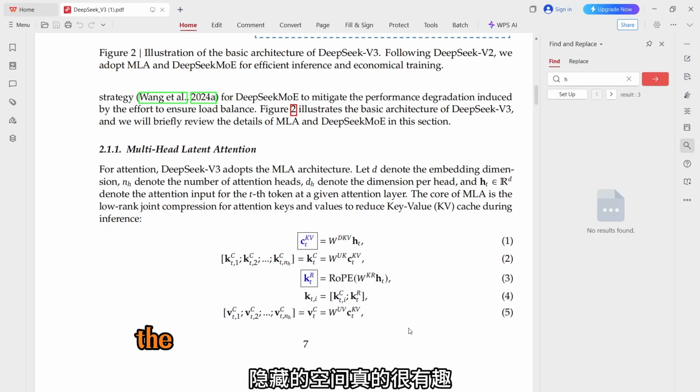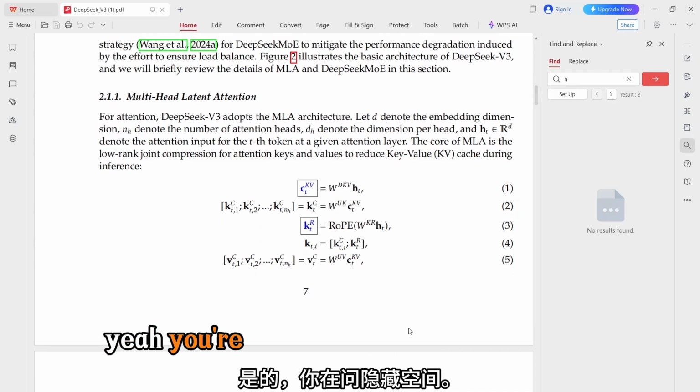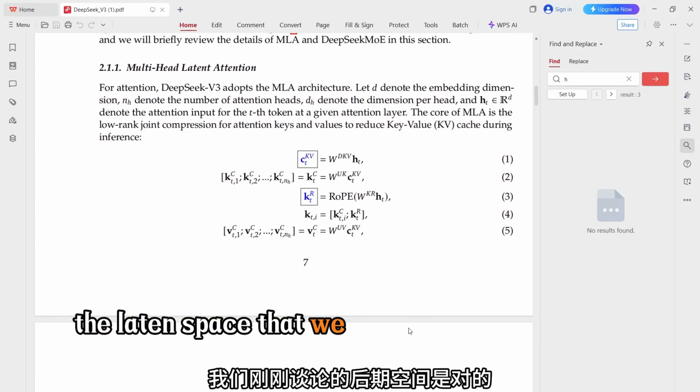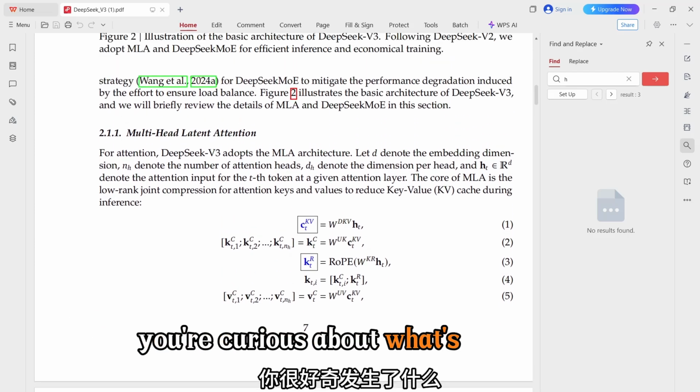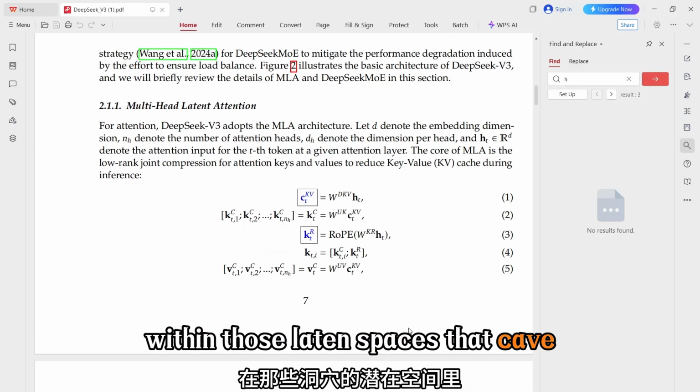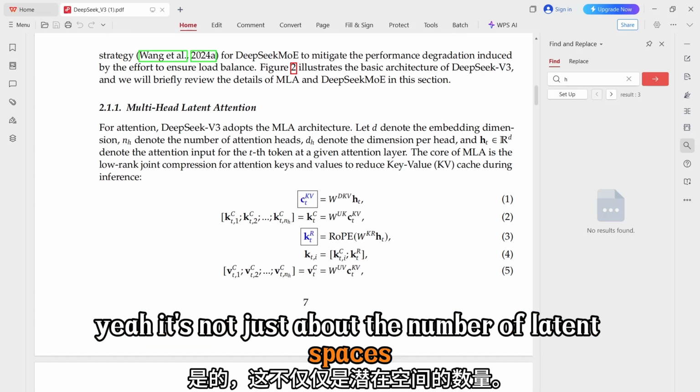Absolutely. I see what you're getting at. The hidden space is really interesting. You're asking about the hidden space, the latent space that we were just talking about. You're curious about what's going on within those latent spaces, that cave. It's not just about the number of latent spaces, but what happens there.